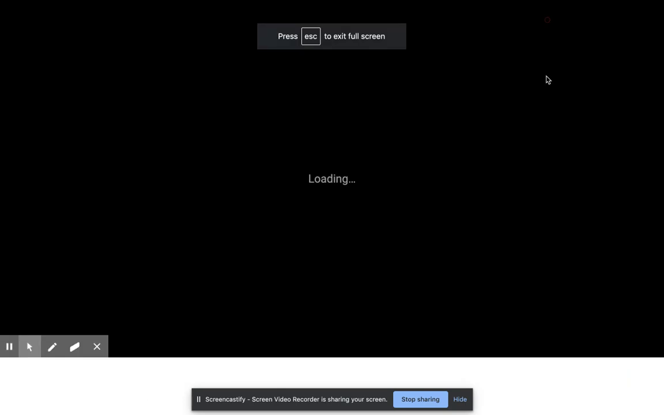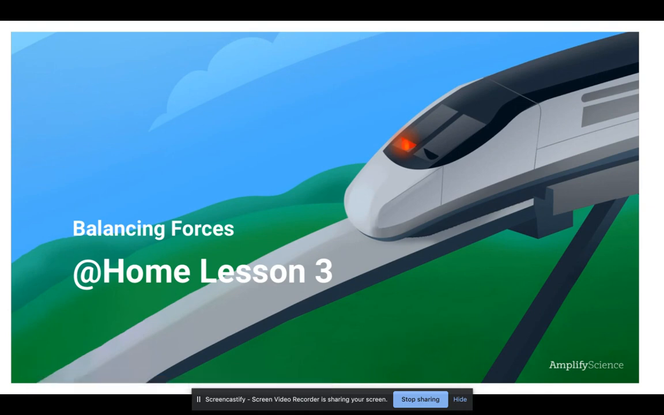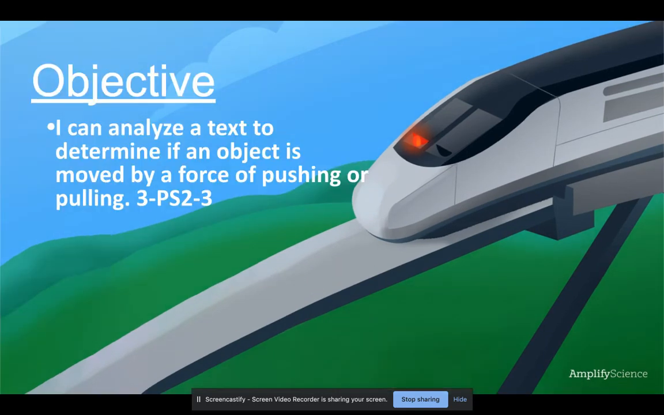Hey friends, we're on lesson 3 of our Balancing Forces unit. In the last unit, you answered a few questions and you were also making an object move. We figured out if that object was being pushed or pulled. So let's go ahead and look at our agenda for this lesson today.